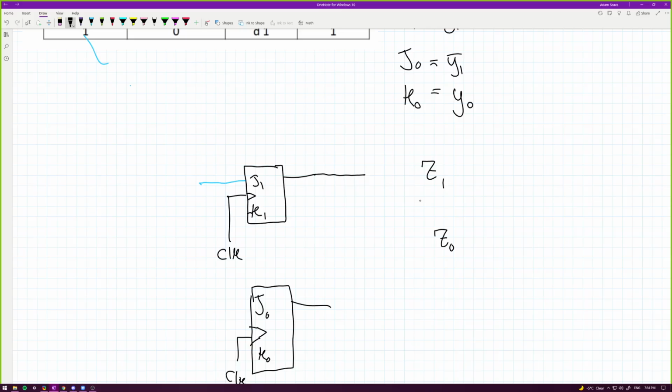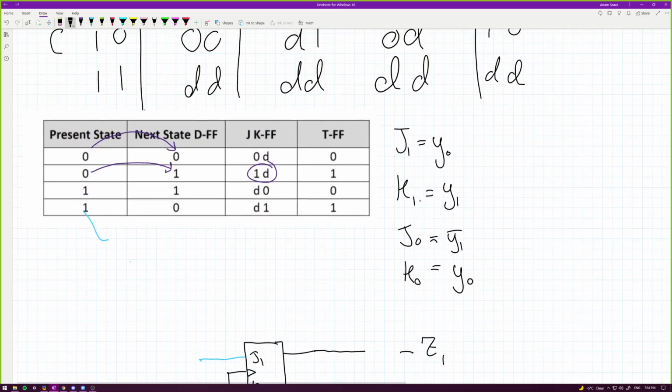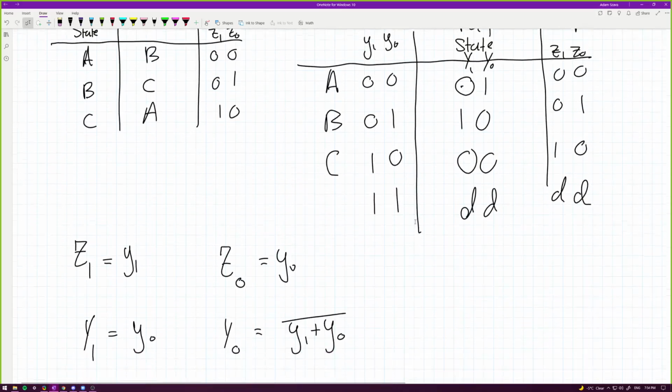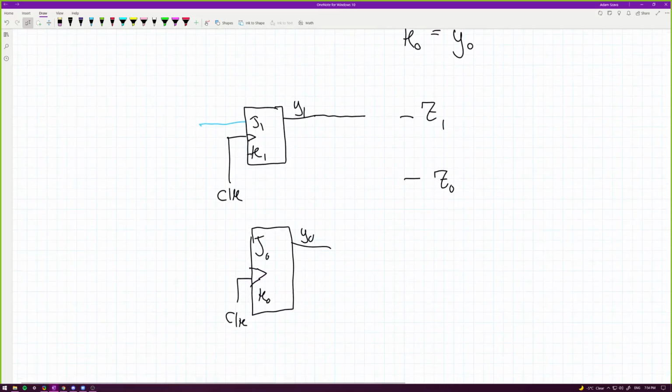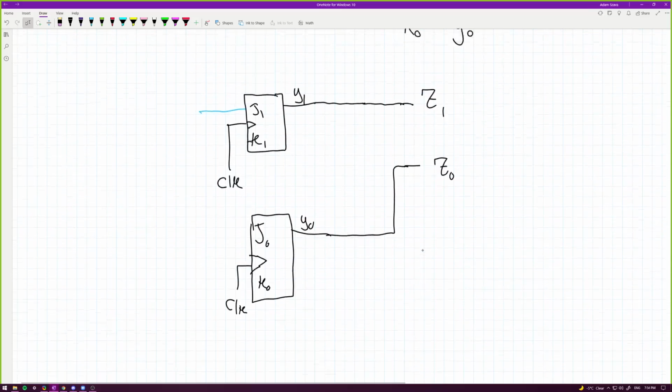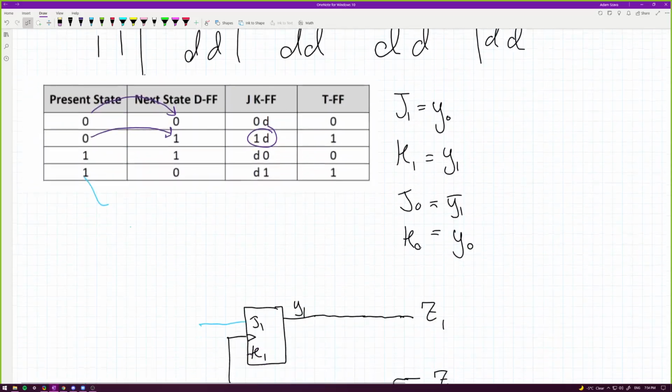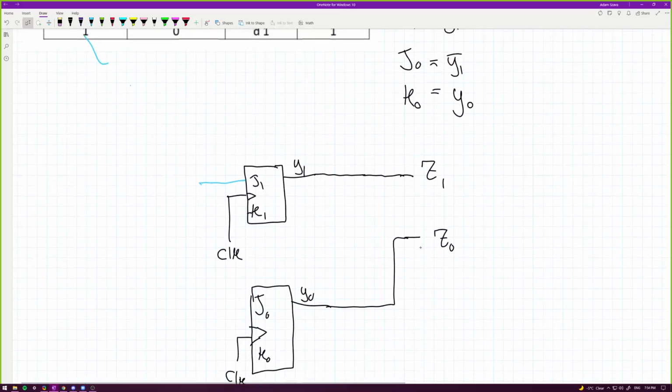And so, okay, well, so what's Z1? Z1 is just Y1, right? So this would be Y1, this would be Y0, so Z1 is Y1, and this still matches like that. That doesn't change. Okay, so now we have to figure out J1 is Y0, right? So I have to just start matching that. So that goes like this, this, and this. So that connects there, right?